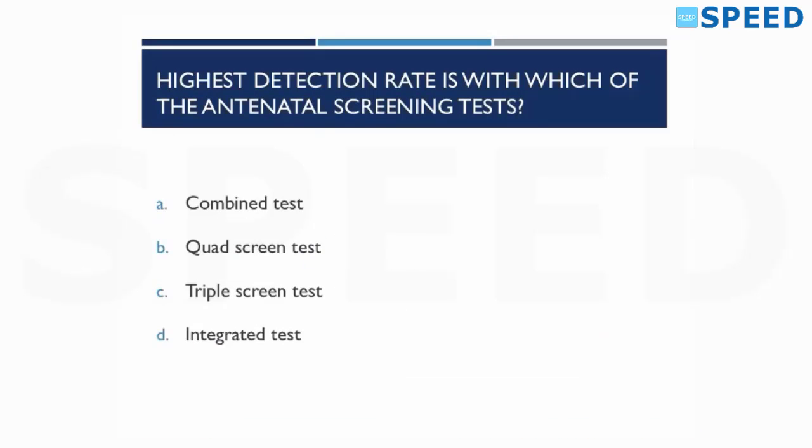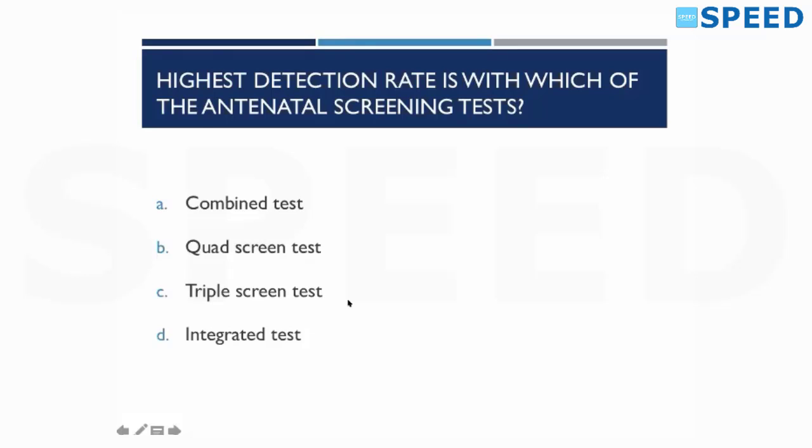Highest detection rate is with which of the antenatal screening tests? Is it combined test, quad screen test, triple screen test, or an integrated test? Now this question will try to understand what else you know about antenatal screening other than triple screen and quad screen. You need to know what is combined test and what is integrated test, in addition to what is quad screen and what is triple screen. We know that the detection rate of quad screen is 80%. We know that the detection rate of triple screen is 70%.